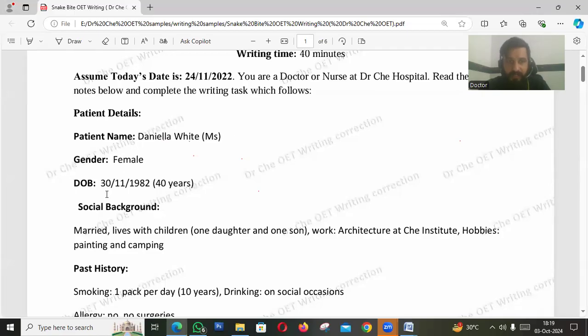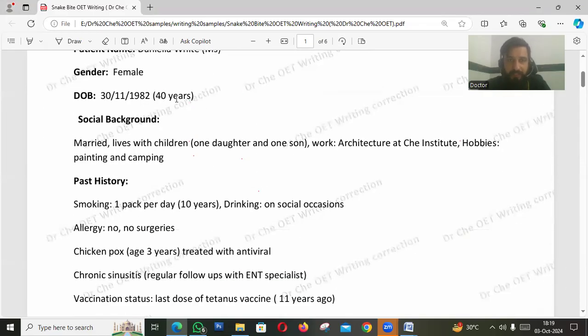She is female, date of birth is given, age is given. If both date of birth and age are given, what will we write in the greeting part? You can write both of them, but I prefer the age, because you can quickly know how old this patient is. Date of birth or age, both are okay, but I prefer the age.